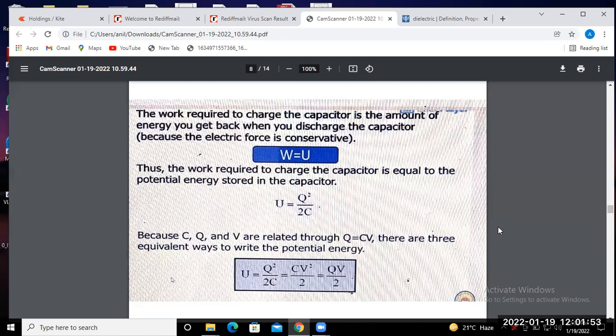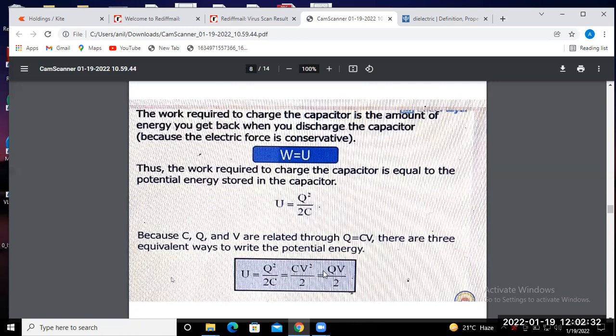Because capacitance C, charge and potential are related through Q equals CV, you may simplify this equation again. If you put Q equal to CV, the numerator is C square into V square, and the denominator is 2C. So C is cancelled out from numerator and denominator. The only remaining part is CV square by 2.